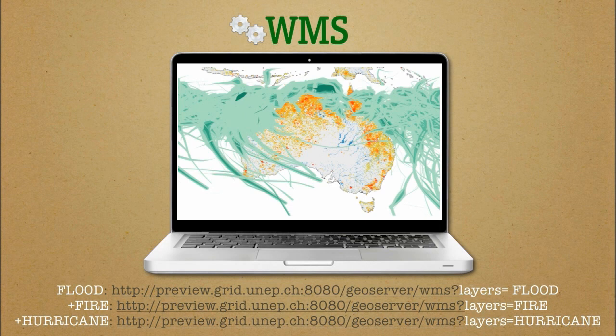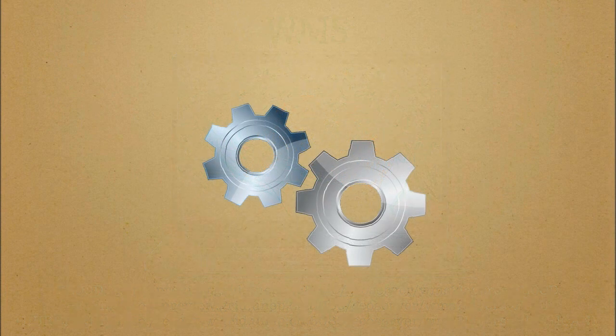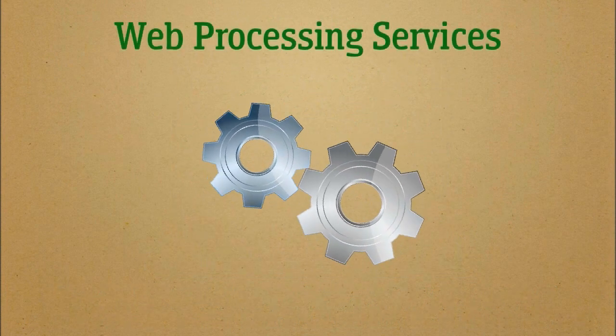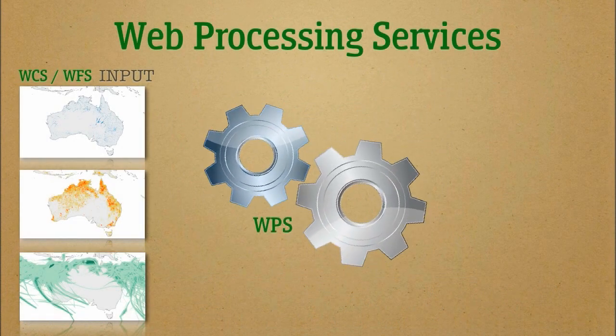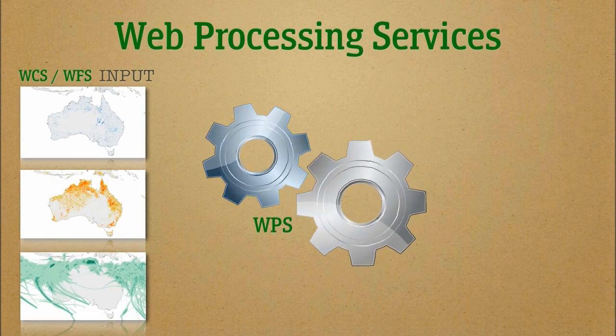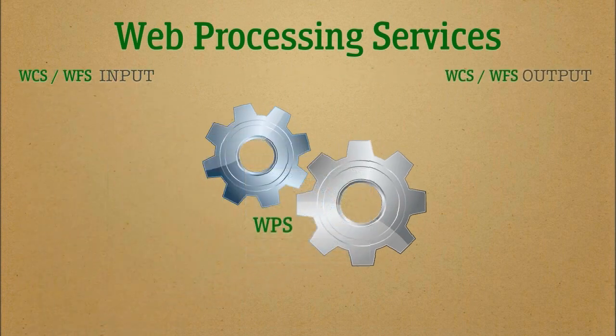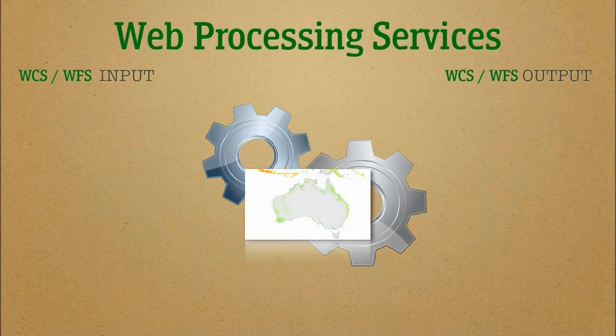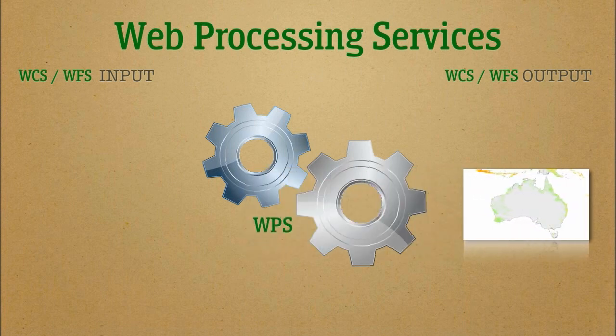WMSs are great for accessing an image of the data, but when we really want to retrieve the data itself, we need to use either WCS for raster data or WFS for vector data. Furthermore, WFS and WCS can be used as input data in so-called web processing services, WPS. These are processes defined on the internet server to process input data and produce on-the-fly new results for instance, new web services.